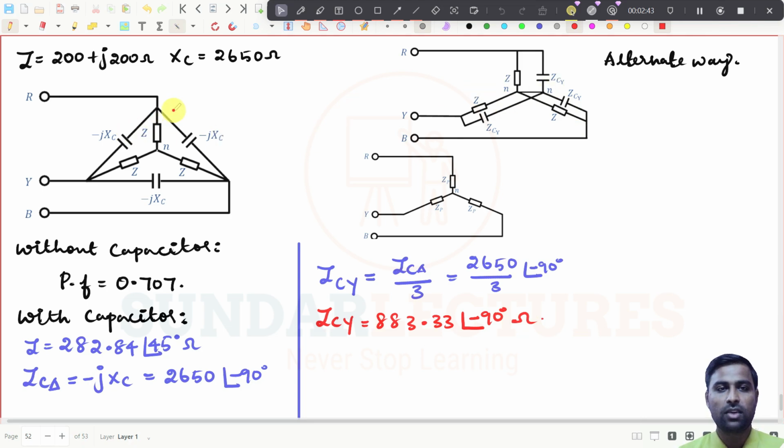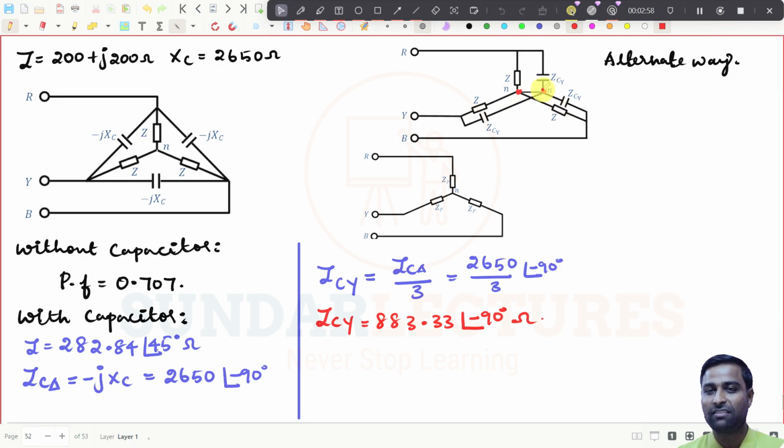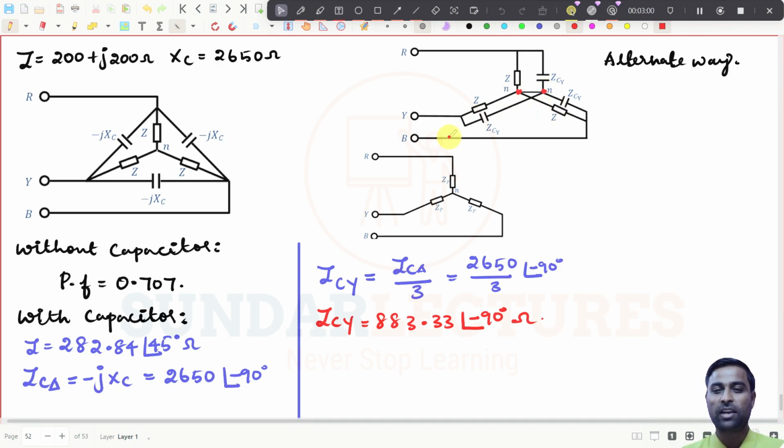Now you see what we have done. We have just converted this delta connected capacitive impedance into a star connected capacitive impedance, right? Since you have the neutral point, it is a very crucial point here in this problem. Because of this neutral point, we are going to convert this connection. These two are now connected in parallel. These two are now connected in parallel. These two are now connected in parallel.